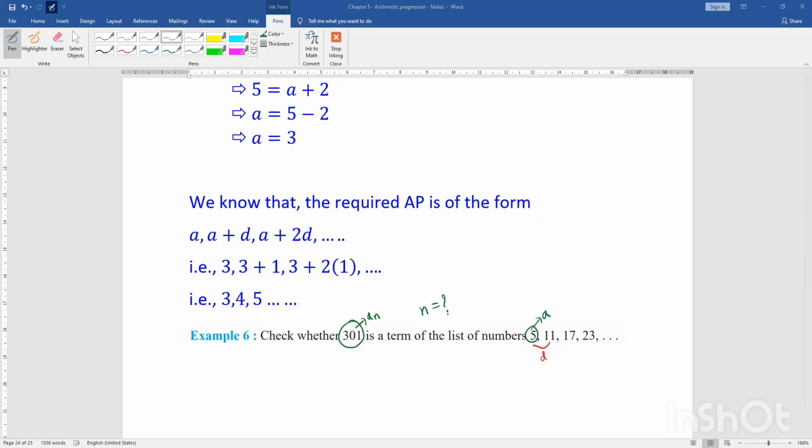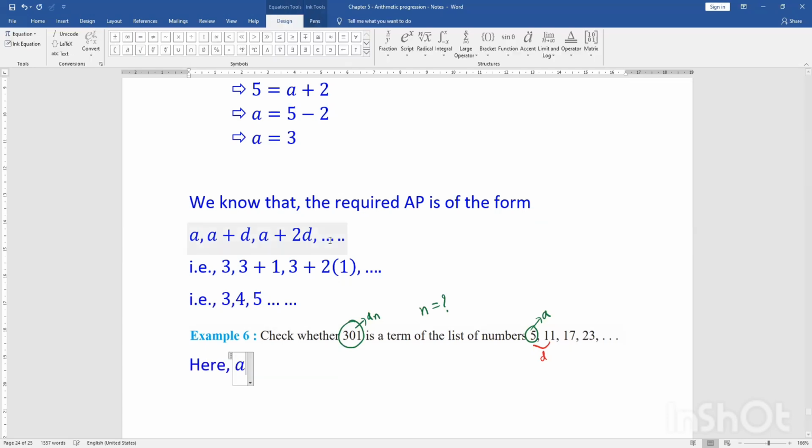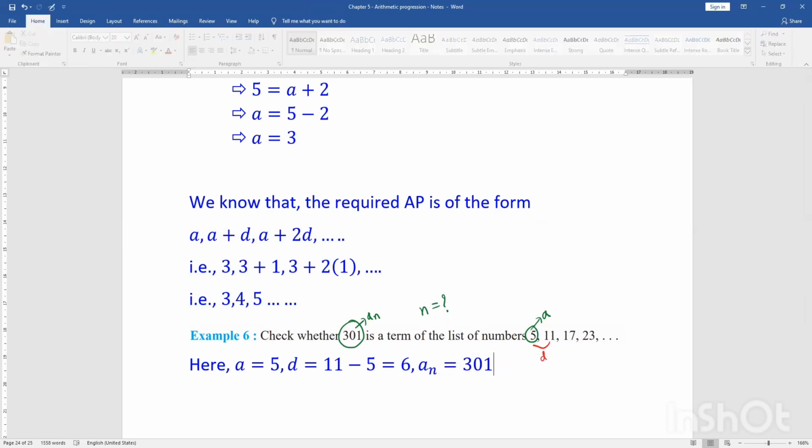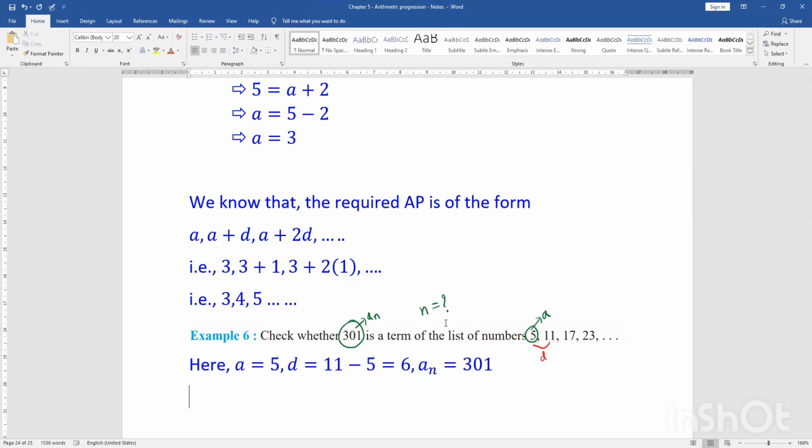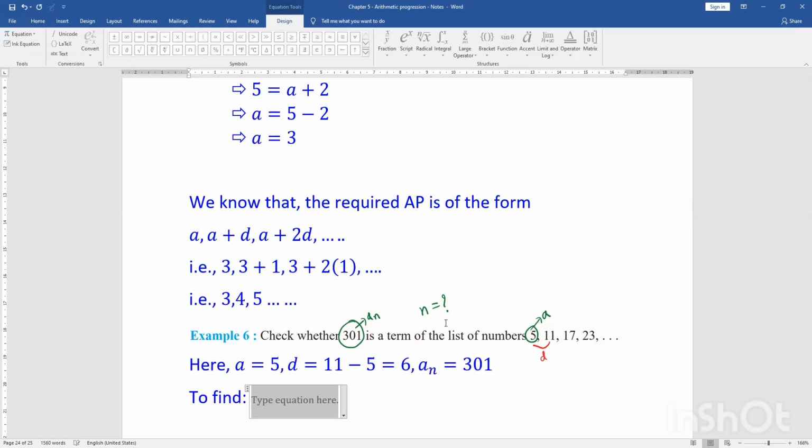So let us write our findings. Here A equals 5. Then D equals 11 minus 5, which is equal to 6. And then we have A_n equals 301. After this, what we need to find out is n.